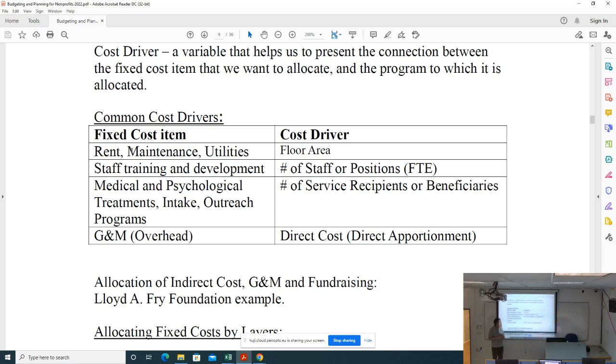Now this can be useful for fixed cost that is related to staff, like staff training, for example, or staff development. So if I have a training department in my organization and I want to allocate the cost of the training department between the different programs, I can argue that the more people in the program, the more resources it takes from the training department.